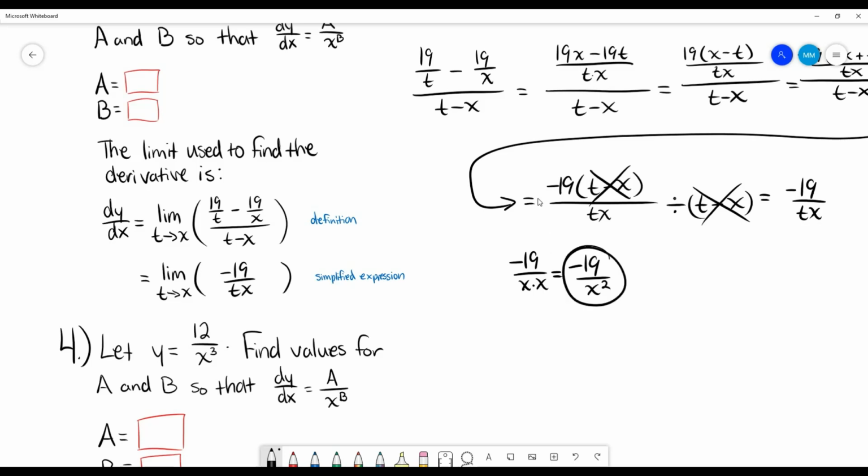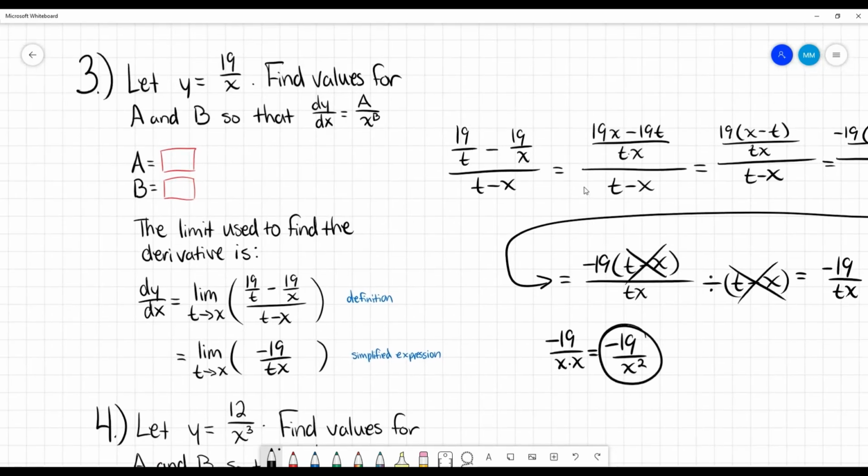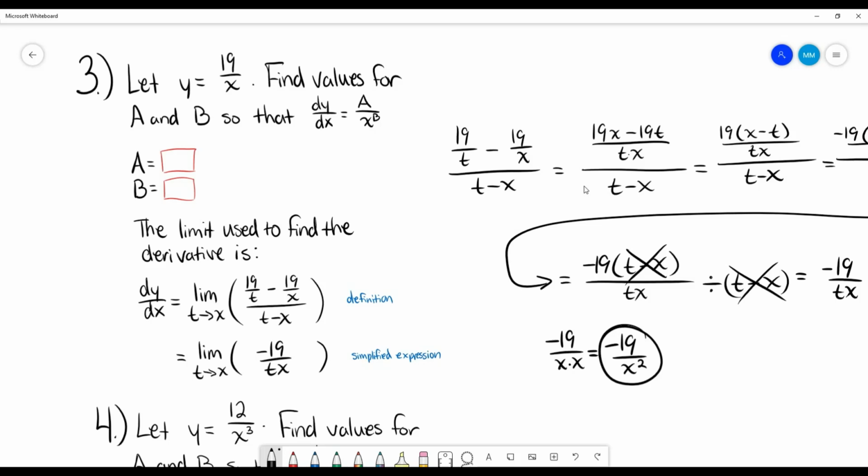And I know we skipped the first part of this question, but the trick with that is this is how we just found our answer, right? So we just found the derivative of y. We found dy/dx equals negative 19 over x squared. So our a, in this case, is going to be that negative 19, and our b is going to be 2.